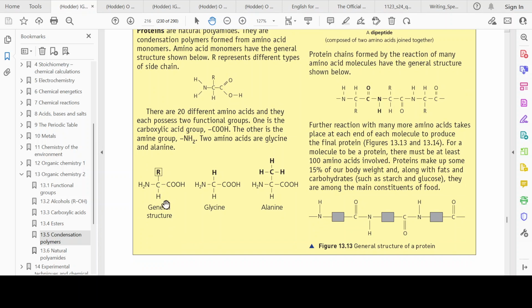Now the thing about amino acids, if you take a look at the general structure right over here, you've got a carbon atom. It has one hydrogen. On one side, it has a carboxylic acid group. On the other side, it has the amino group. So a single molecule has both the carboxylic acid and the amino group. The hydrogen over here always stays as a hydrogen. And then you've got this R written over here. The R represents a variable group.